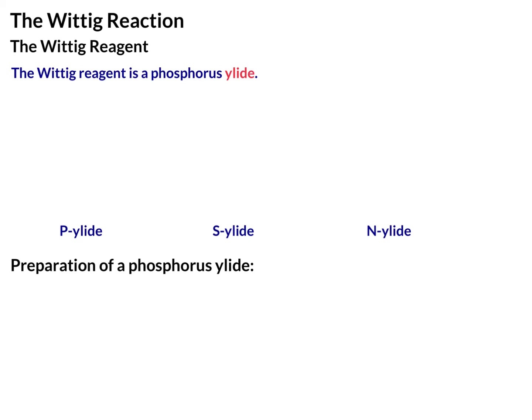The Wittig reagent is a phosphorus ylide. So let's define what an ylide is. An ylide is a negatively charged carbon atom next to a positively charged heteroatom. You can have various different types of ylides because we have various different heteroatoms. So here's a few examples.